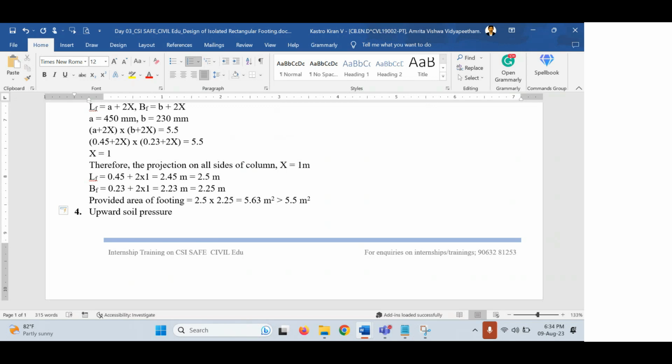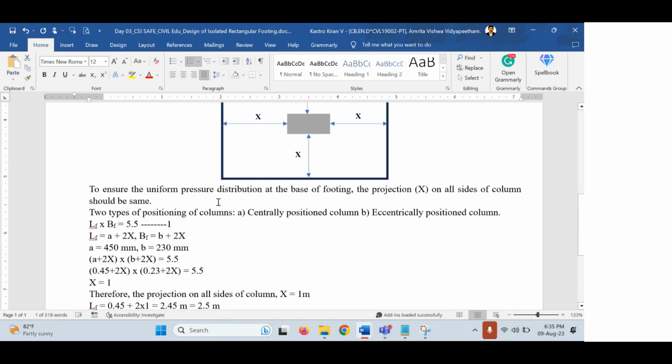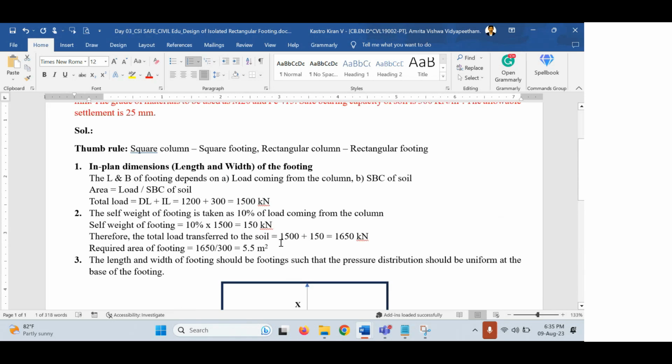So upward soil pressure is usually denoted with small w. Small w equals the total load divided by the area of the footing provided. What is the area of the footing provided? 5.63. Okay, upward soil pressure: how will you define it? The total load coming onto the base of the foundation is 1650 kilonewtons, that is 1500 plus 150. Here you can see, 1500 plus 150 will give you 1650.